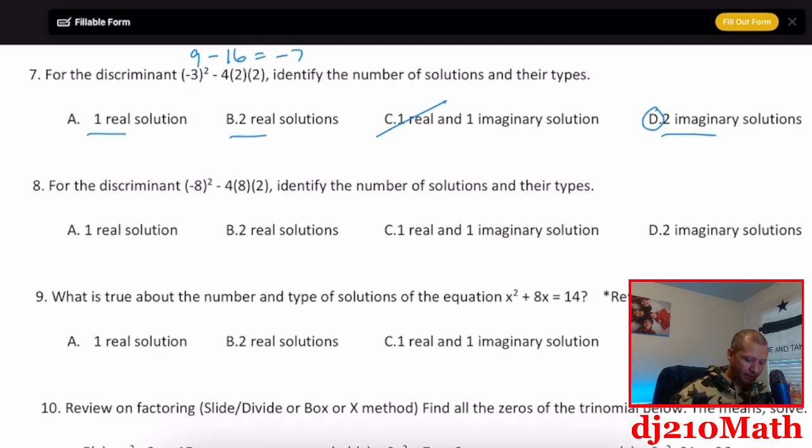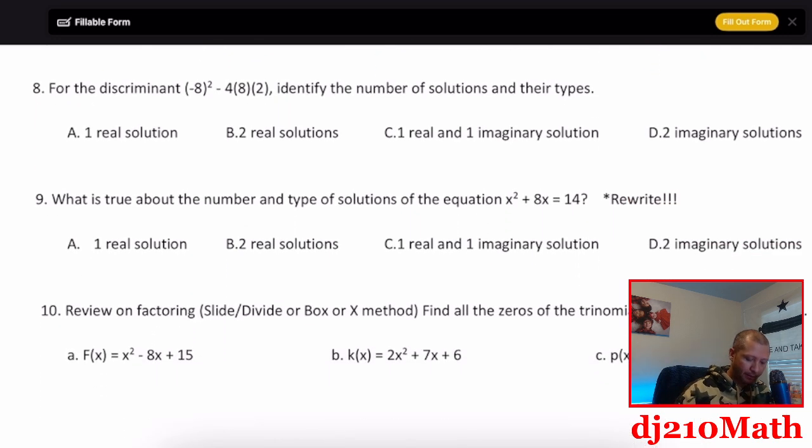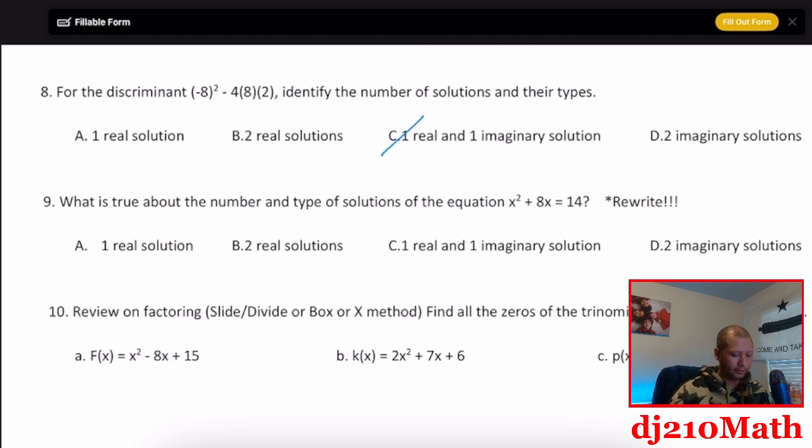All right, let's look at number 8. 8's the same way. I can go ahead and cancel out C, right? There's no such thing as one real and one imaginary solution in the context of what we're talking about. So 8 times 8 is 64 minus 4 times 8 times 2. So 8 times 2 is 16. 16 times 4 is 64. That's what we just had earlier. 64 minus 64 is 0. So the discriminant is 0. That means we're going to have one real solution if the discriminant is 0.